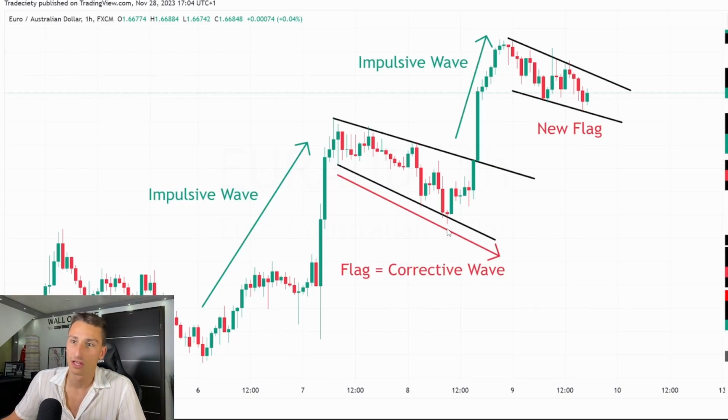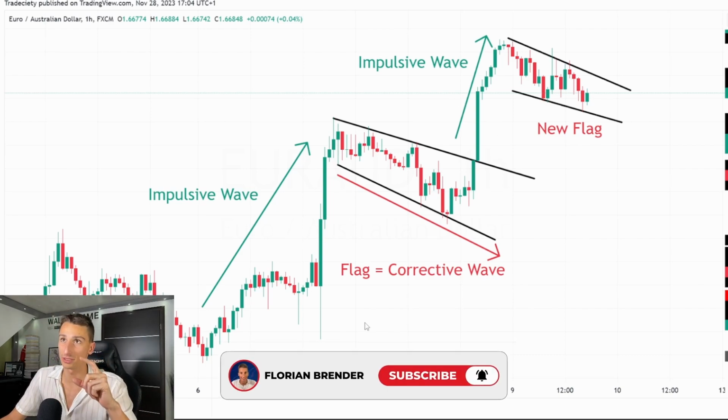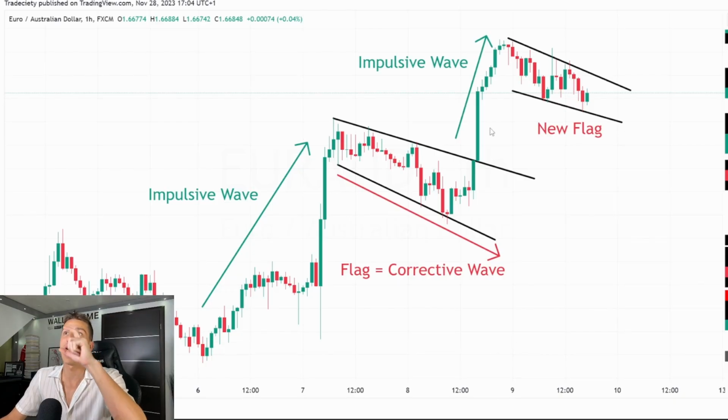Then for the target, you just need to measure. Theoretically, you measure the height of the pole, so the bottom and the high, and then you project that distance from the breakout point. You take the low and the high, and then you move the same number of points from the breakout of this bull flag, and that gives you your theoretical target.